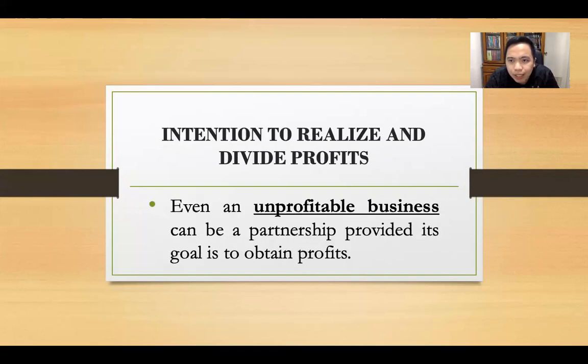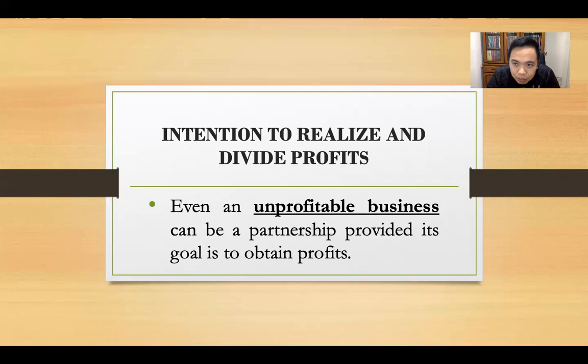Now, class, for example, hindi kumita yung partnership or the partnership has engaged in an unprofitable business. Can it still be considered as a valid partnership? No, walang kinita or unprofitable yung business niya. Is it still a valid partnership? Answer, yes. Kasi class, the law requires only intention to realize and divide the profits. The law does not require that the partnership will actually reap some profits.